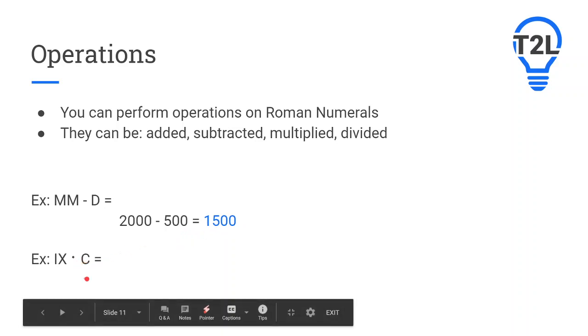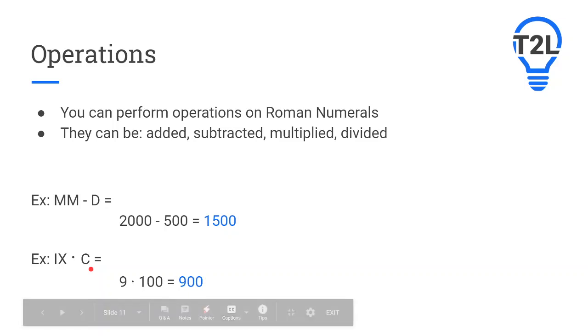And IX is 9, because 1 before 10 is 9. And then times C, which is 100, so 9 times 100 is 900.